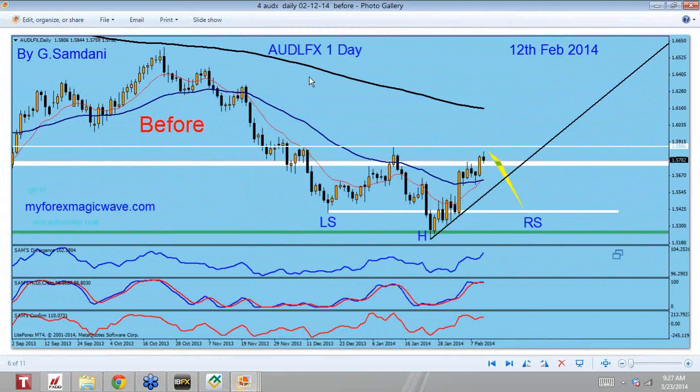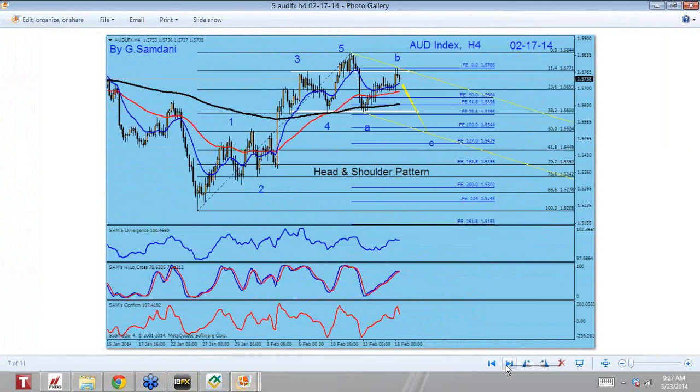This is the Aussie index. Before, the chart was going to make a head and shoulder. Left shoulder is here, head is here. That said it's going to make a right shoulder, and then once the head and shoulder is finished, we go up in the opposite direction, right? So just watch what happened here.